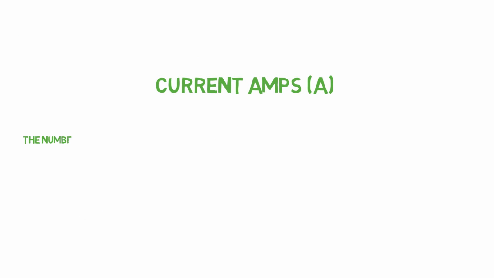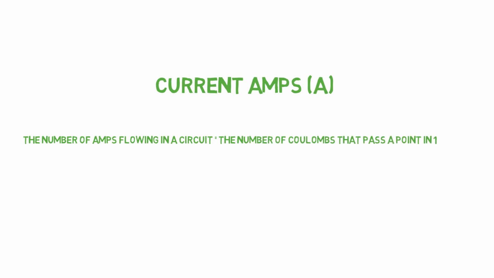Current is measured in amps. The number of amps flowing in a circuit is the number of coulombs that pass a point in each second. So 2 amps would equal 2 coulombs passing a point every second.